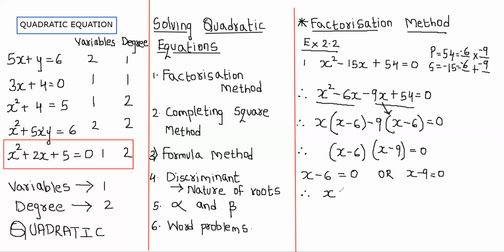Therefore, x equal to minus 6 will move towards the right hand side. It will become plus 6. And here x is equal to minus 9 will move toward the right hand side. It will become plus 9. Therefore, students, our final answer: x is equal to 6 or x is equal to 9 is our final answer.